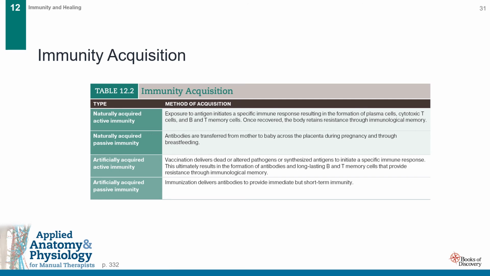With artificially acquired active immunity, vaccination delivers a dead or altered pathogen or synthesized antigens to initiate a specific immune response. This ultimately results in the formation of antibodies and long-lasting B and T memory cells that provide resistance through immunological memory. And with artificially acquired passive immunity, the method of acquisition is through immunization, which delivers antibodies to provide immediate but short-term immunity.